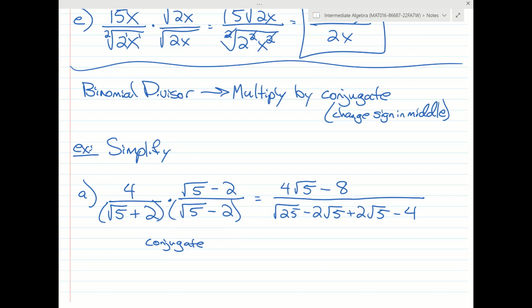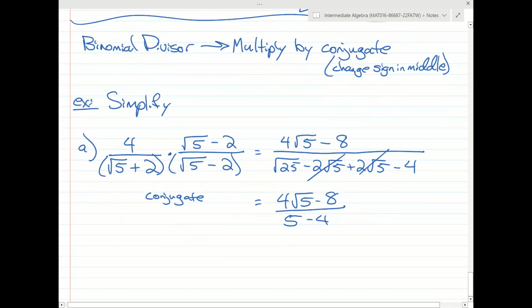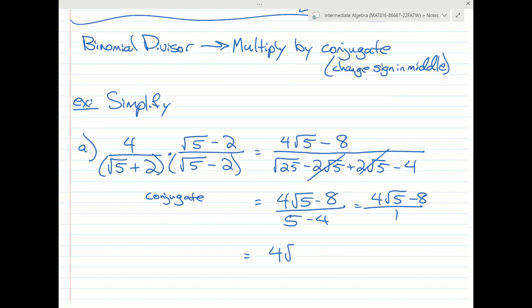It's kind of cool because you almost fake out the numbers. In the middle, you get a negative and a positive, so they just cancel. And you're just left with 4 root 5 minus 8 over 5 minus 4, which is just 1. You could just write 4 root 5 minus 8 as your answer. So if there's 2 terms on the bottom, you change the sign in the middle and multiply by that.